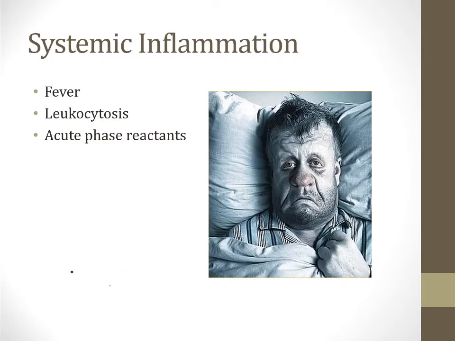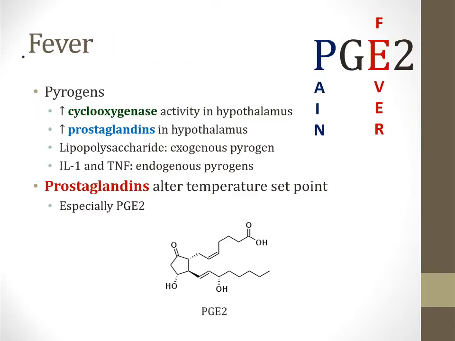So the 5 cardinal signs are the local signs. They occur at the site of inflammation. But in addition to things going on at the site of inflammation, there's a systemic response to inflammation. And you know this if you've ever been sick, maybe with a GI infection. Even though the inflammatory process may be in your stomach, you otherwise feel overall sick. Those are the systemic signs of inflammation. We're going to talk about 3 of these now. The first one is fever, the second one is leukocytosis, and the third one is a rise in substances called acute phase reactants. So let's talk about the mechanism of fever.